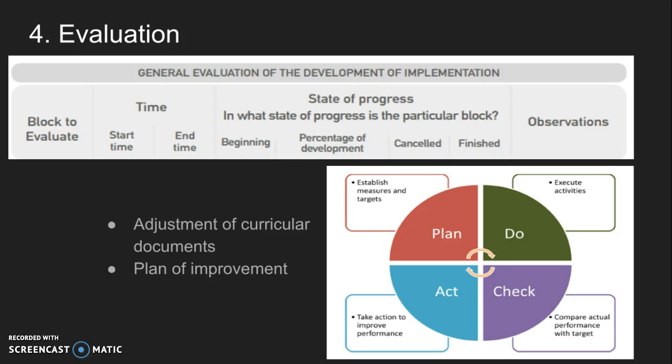The final stage is the evaluation, which requires collecting reliable information about the whole process. Depending on the results, it will require adjusting the curricular documents and also a plan of improvement, which will arise from the identified weaknesses.